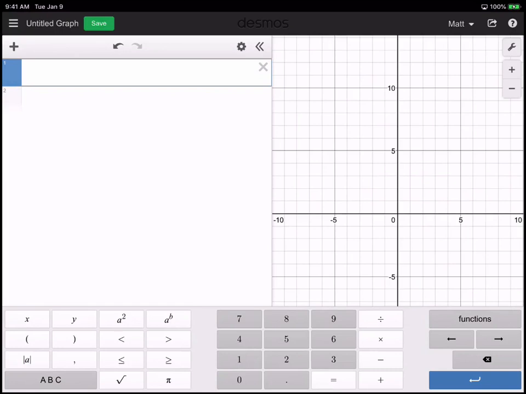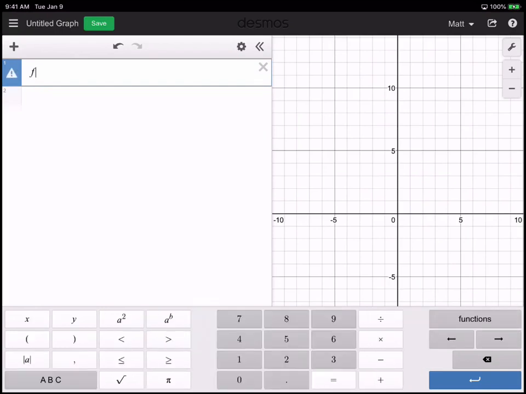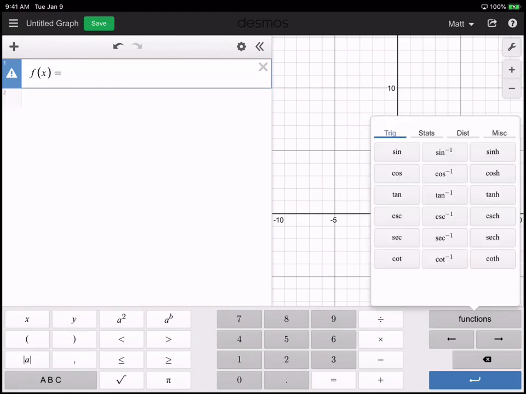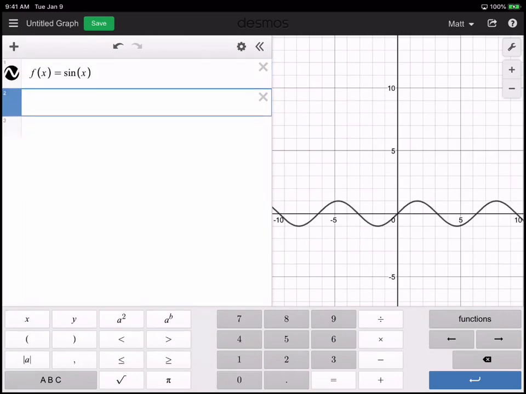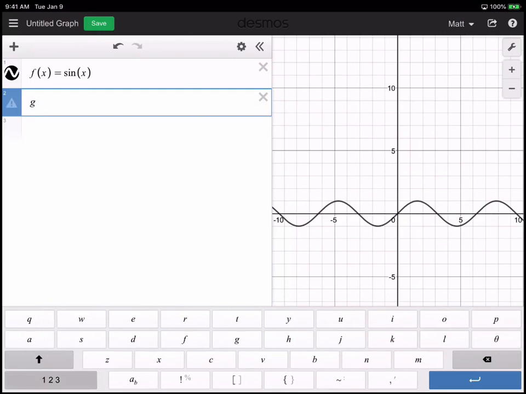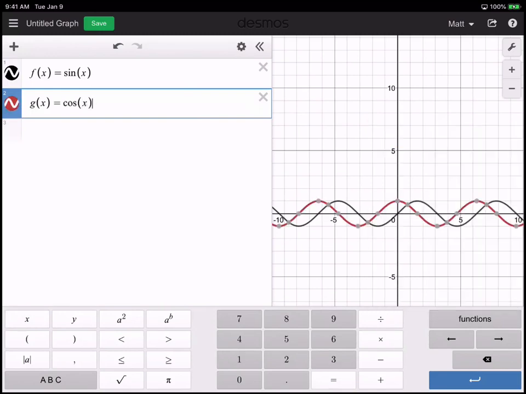All right, for our next example, we're going to use Desmos only here and see how that goes. So let's go and type in our functions to Desmos. So we have f of x, and that's going to equal, here in the functions, sine of x. And then we have g of x, and that's going to equal, in our functions, cosine of x.